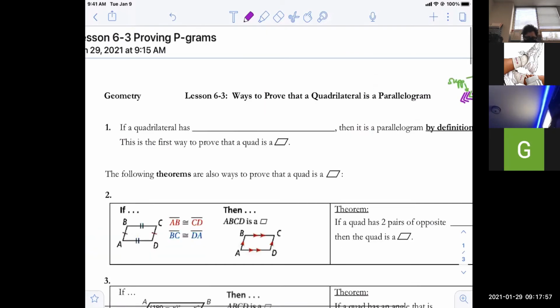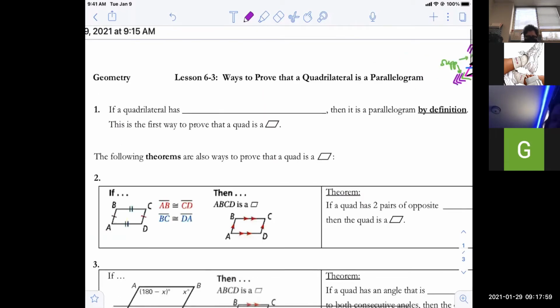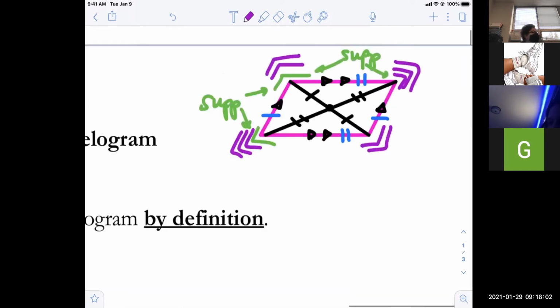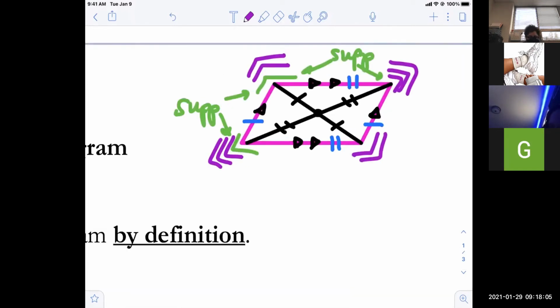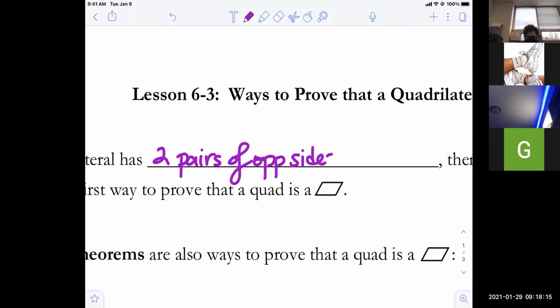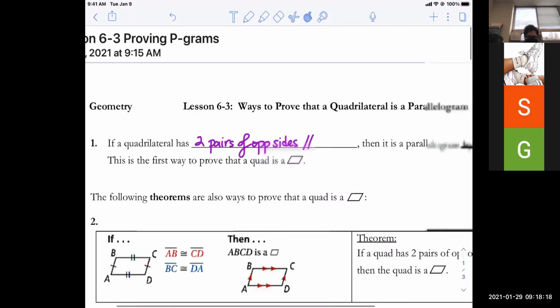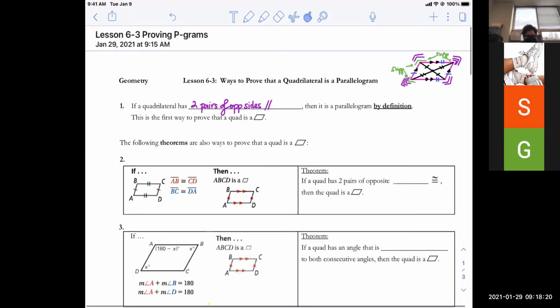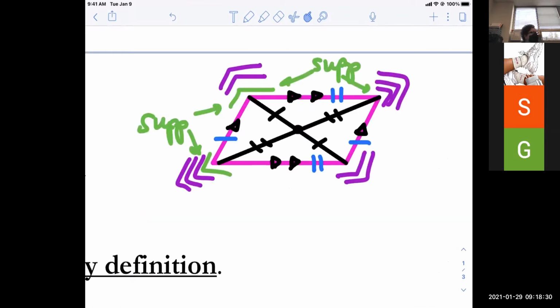Okay, so the definition, which one of those is the definition? Well, it's called a parallelogram, right? The definition is the one that says if a quad has 2 pairs of opposite sides that are parallel, then it is a parallelogram. So what we're talking about here are going to be different ways of showing that the quadrilateral is a parallelogram. Okay, so in section 2, we knew this is a parallelogram. Now we're going to say different things that are true about it.